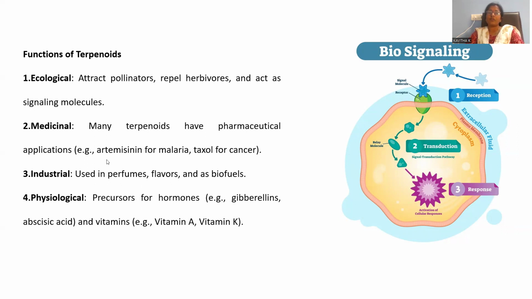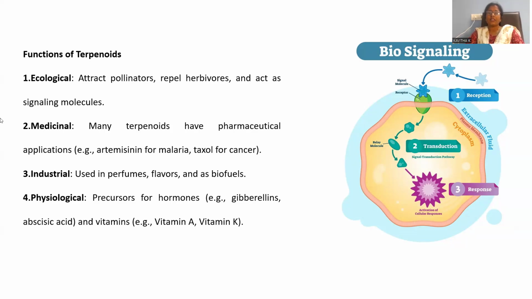Medicinal applications: many terpenoids have pharmaceutical applications. Obviously, terpenes are natural products, so many kinds of plant materials are composed of these terpenoids. They are used in so many kinds of therapies and cures, right? Here, artemisinin for the cure of malaria, and Taxol for chemotherapy in cancer. For those suffering with cancer, in oncology we can go for treatment with the terpene called Taxol. In the cure of malaria, another terpenoid is applied, called artemisinin. This is the way the medicinal applications are mentioned here.